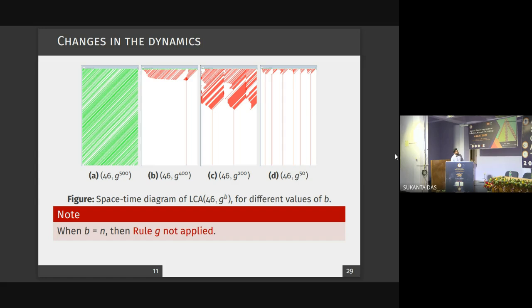As we reduce the block sizes, in the second figure the block size is 400, in the third it is 200, and so on down to 50. The behavior has changed from periodicity to a fixed point configuration. One point to be noted is that when the block size equals the cell size, the rule G, the averaging function, will not be applied. As you can see in the first picture, that's why it was green: the cell size here is 500 and the block size is also 500, so the averaging function didn't apply.